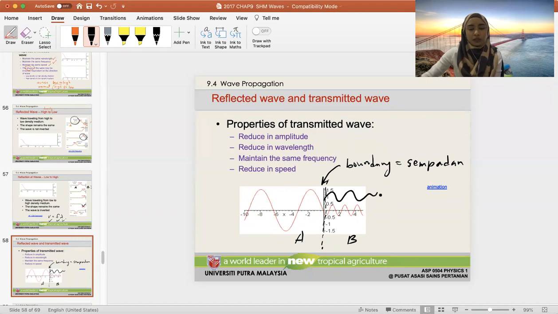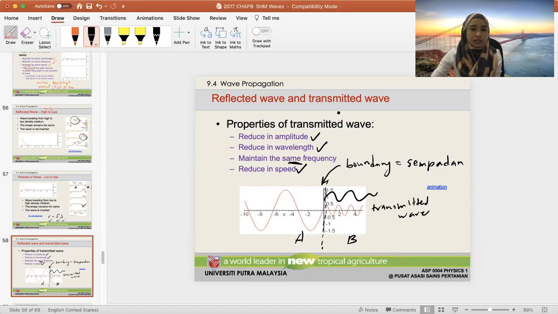So what are the properties of this transmitted wave? This is called transmitted wave. Okay, so it is reduced in amplitude, reduced in wavelength, reduced in speed, but maintains the same frequency. Frequency je yang sama, yang lain semua lain. Okay, so that is the properties.